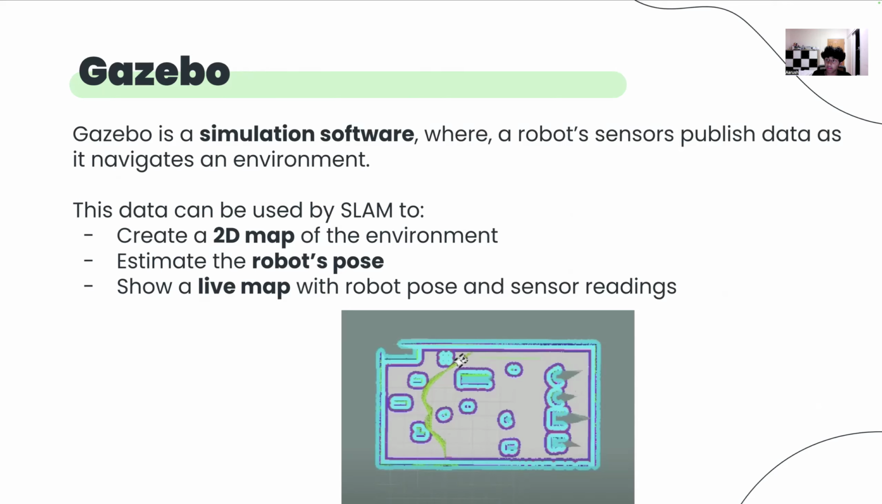What the SLAM package does is, as the robot navigates the environment shown here, it creates a 2D map of the environment showing buildings, rooms, etc. It estimates the robot's position as shown here. It shows the path the robot is taking around the room, and it shows a live map with the robot's position and sensor readings, making it very useful for future experiments with SLAM.